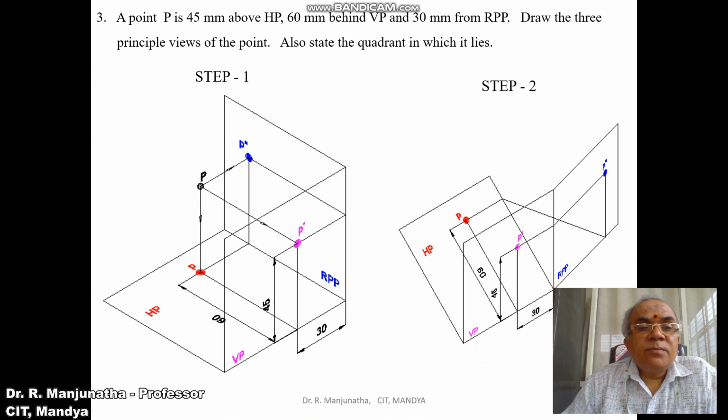Last time, when we considered the first quadrant, in front of VP meant in front of RPP. Now since it is behind VP, you have to get behind RPP. So we're going to analyze that now.